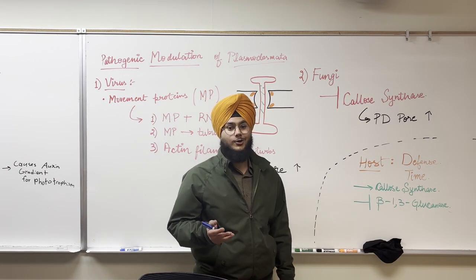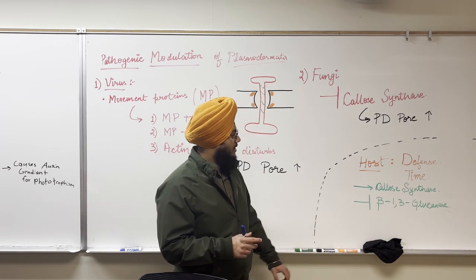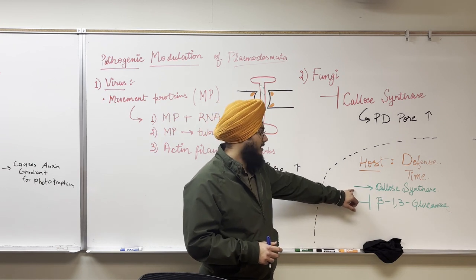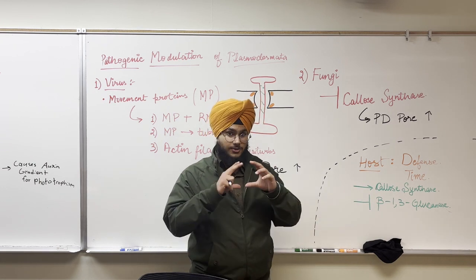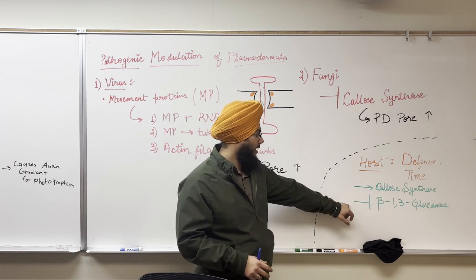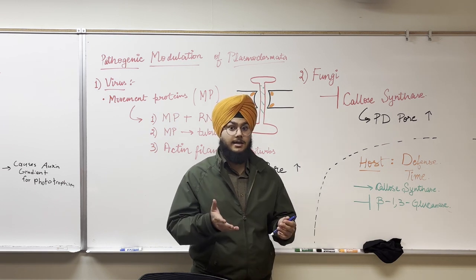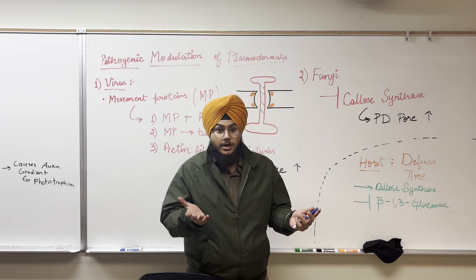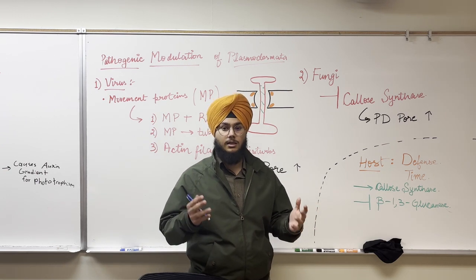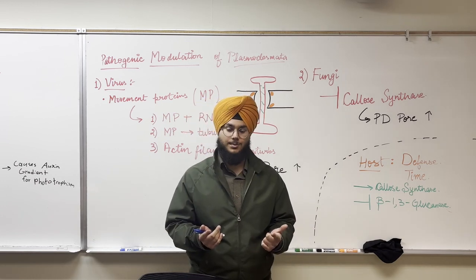Now you might think the host is under attack, but sometimes we have observed that the host has a defense mode in which it activates the callose synthase, which makes the callose, so it constricts the neck and hence the pore size decreases. At the same time, it inhibits the beta-1,3 glucanase, which degrades the callose. So obviously it's inhibited. It's not going to degrade the callose. We have callose there, and there we go. The pore size still decreases. So that's the pathogenic modulation of plasmodesmata.